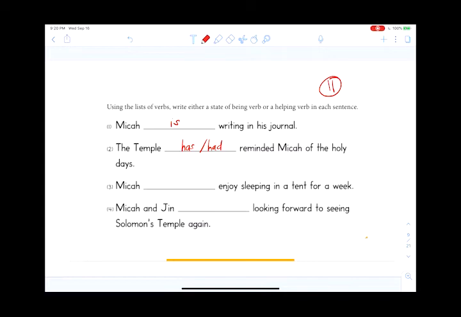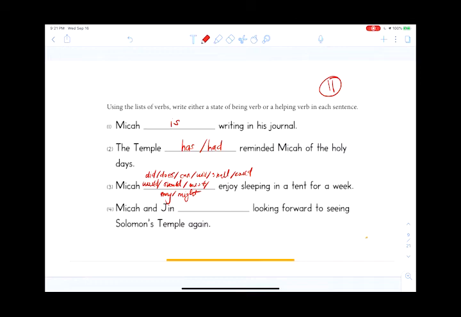Did, does, can, will, shall, could, would, should, must, may, might. Enjoy sleeping in a tent for a week. If you have any of these answers, you are correct.